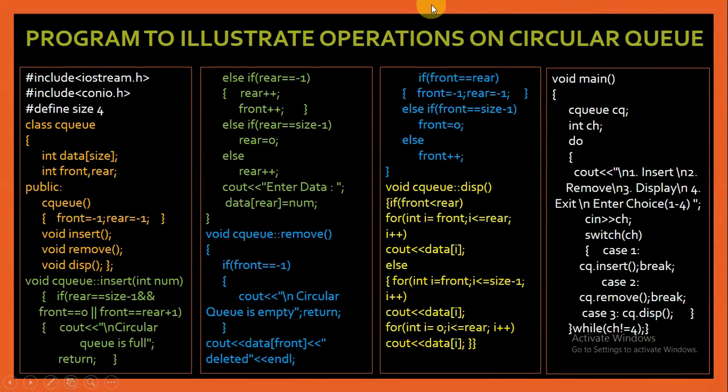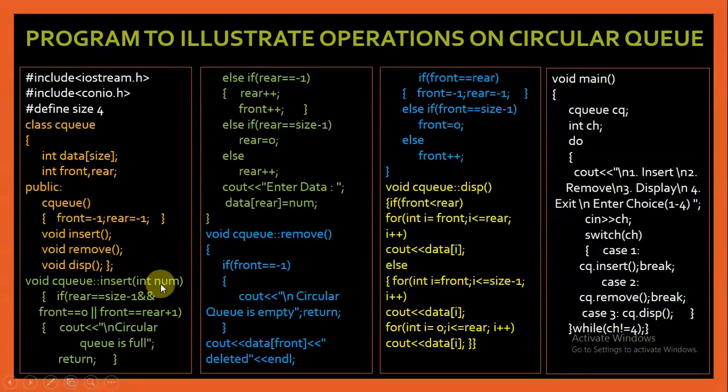Now let us see the program to illustrate operations in circular queue. We will first include 2 header files and define the size of the queue. Now this is the class circular queue which I am declaring, and in this I am declaring an integer type array of this size and two integer type variables, front and rear. In the public section, there is a constructor where front and rear are initialized to -1. And then we have three functions: insert, remove and display.